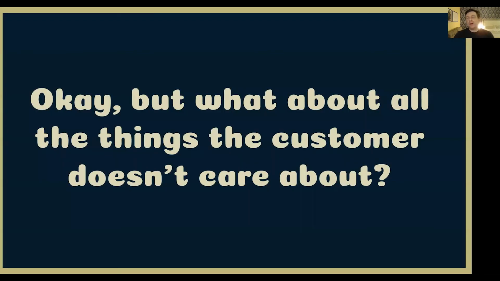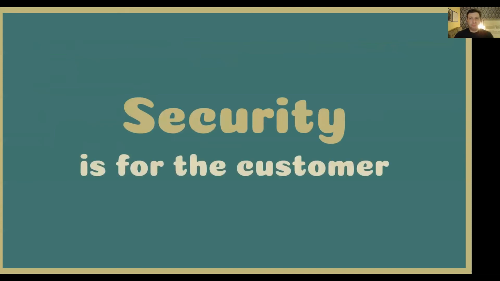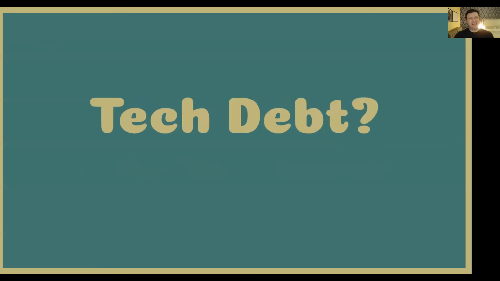Okay, but what about all those things the customer doesn't care about? Like, let's say security. They don't care about security. It's invisible to them. Well, we hope it is, because if the customer's PII gets leaked, the customers will care about security. It's no longer invisible. So we need to factor in the potential damage to customers when we're prioritizing. Is that easy? No, but security is a product feature. How about tech debt? Well, paying down tech debt customers shouldn't really care about.